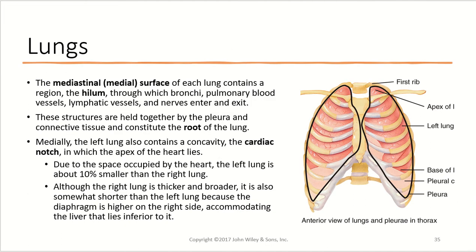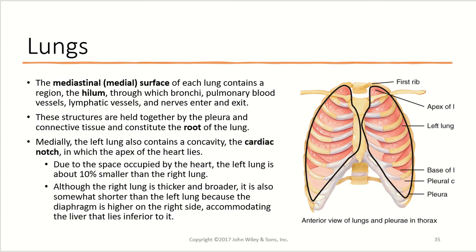Next, we have the mediastinal surface, also called the medial surface, that we see in both lungs. This contains a region called the hilum, through which the bronchi, as well as pulmonary blood vessels, lymphatic vessels, and nerves enter and exit. These structures are held together by the pleura and connective tissue, and constitute the root of the lungs.